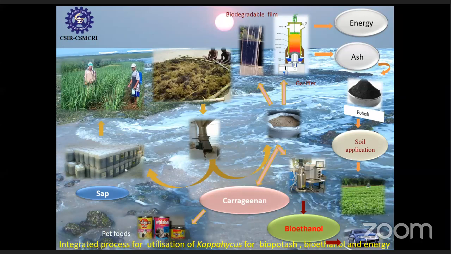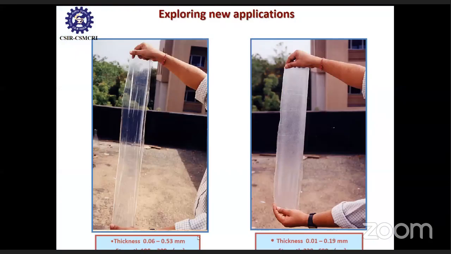Carrageenan or other residues can go directly to pet food, or agar can go directly for microbial culture media. So these are the applications, and various methods were developed. I just wanted to show you this because these days there is a lot of interest in biodegradable plastic. We have already developed it, and depending upon the process and combination, you can make it thin, thick, and the strength can be improved, and it can be transparent or opaque.